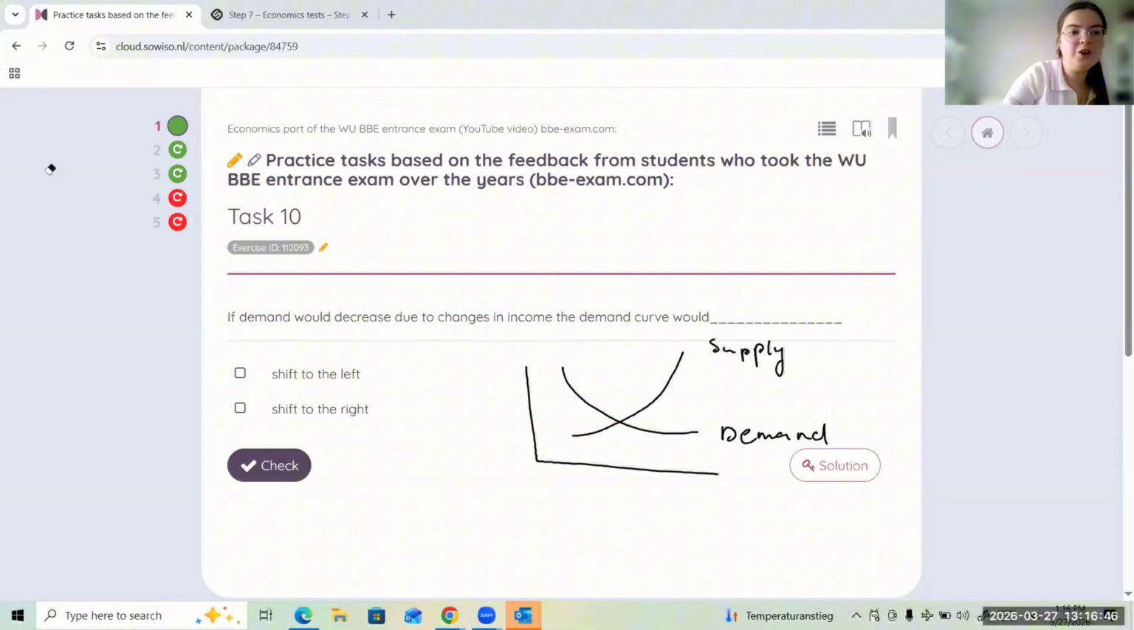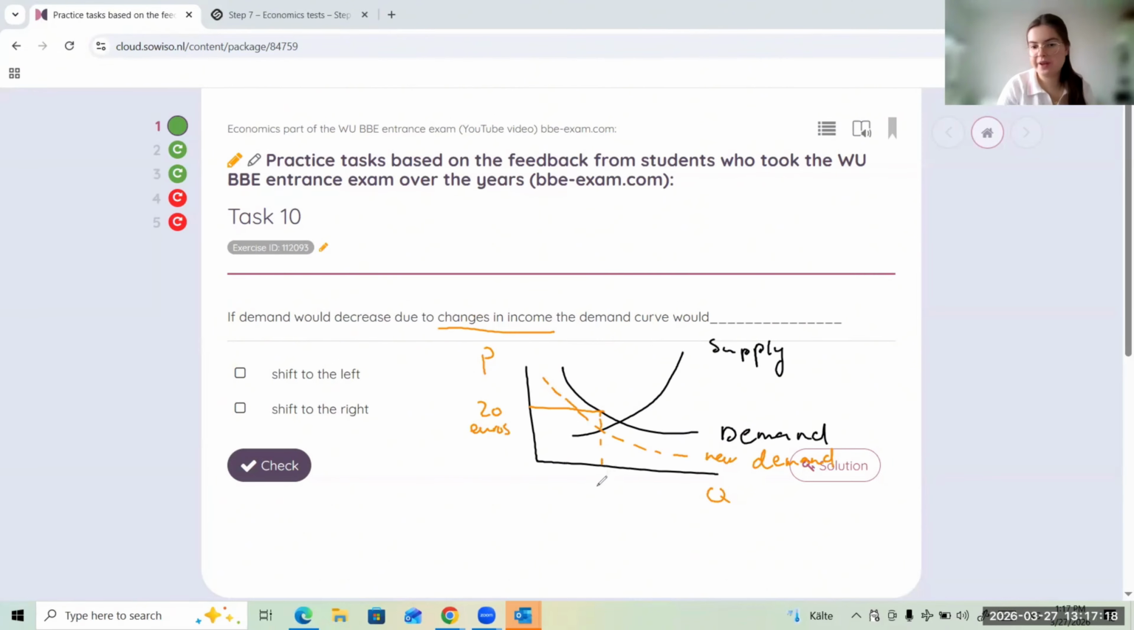So for example, here we have: if demand would decrease due to changes in income, the demand curve would shift to the left or shift to the right, and you have to choose which one you would say is true. And here, the way you judge this is you have new demand. This is a shift to the left of the curve. And this kind of shift, so this is the price, this is the quantity axis, would indicate that for the same price as before, let's say this is around 20 euros, for example.